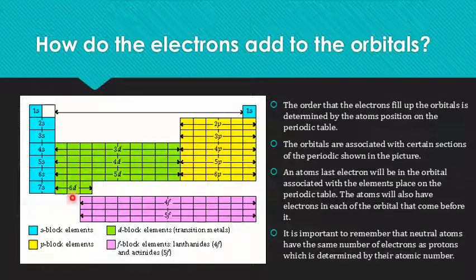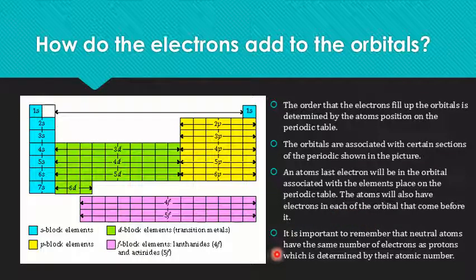So we kind of block out our periodic table based on those orbitals, and it helps us figure out where the electrons are adding. So the order the electrons fill up the orbitals is determined by their position on the periodic table. The orbitals are associated with certain sections of the periodic table, as shown in our picture. An atom's last electron will be in the orbital associated with the element's placement on the periodic table. The atom will also have electrons in each of the orbitals that come before it.